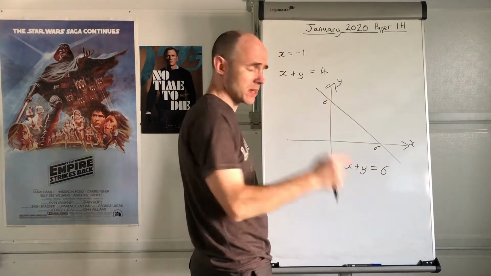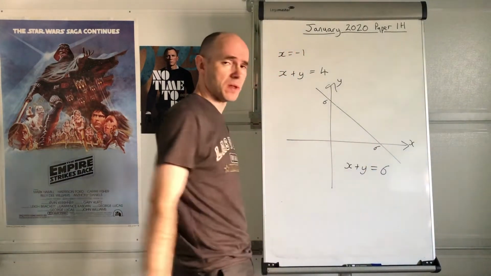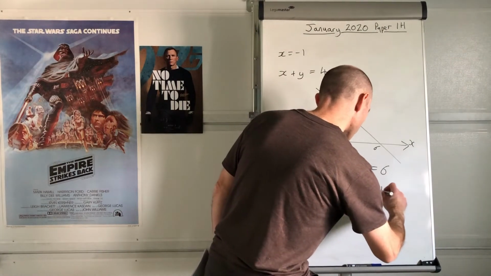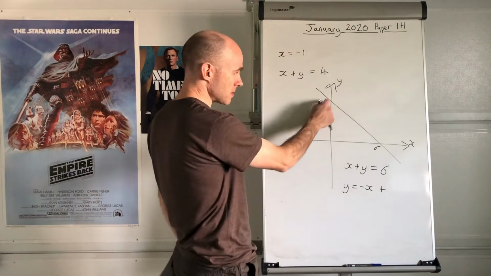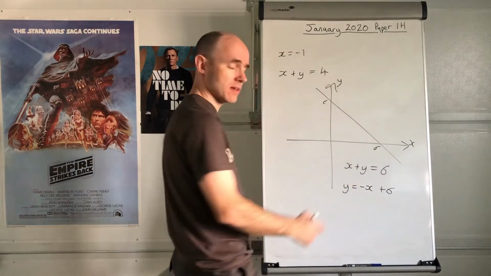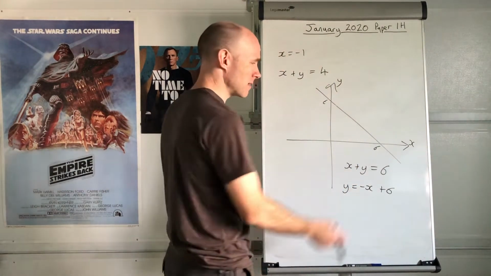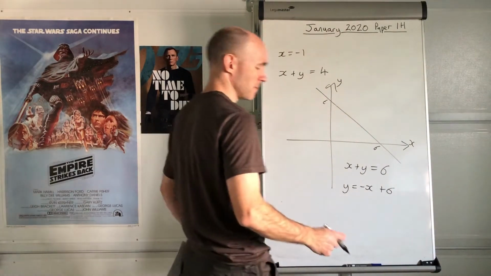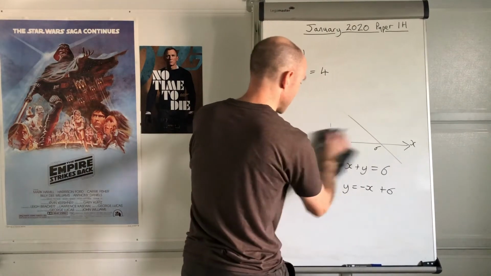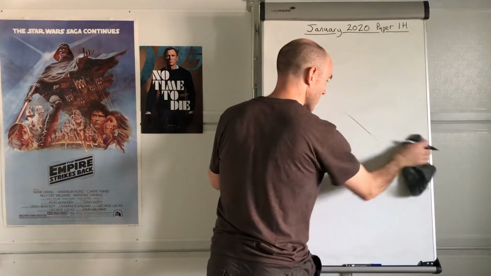Because if you work it out, the gradient is always negative 1. So that means your line is y equals negative x plus something, isn't it? The y-intercept is 6. So you can see y equals negative x plus 6 can be rearranged like that. It's a rather simple technique for you to try and remember with that question. So we've got x plus y equals 4, x equals negative 1, and the equation that they gave to us.